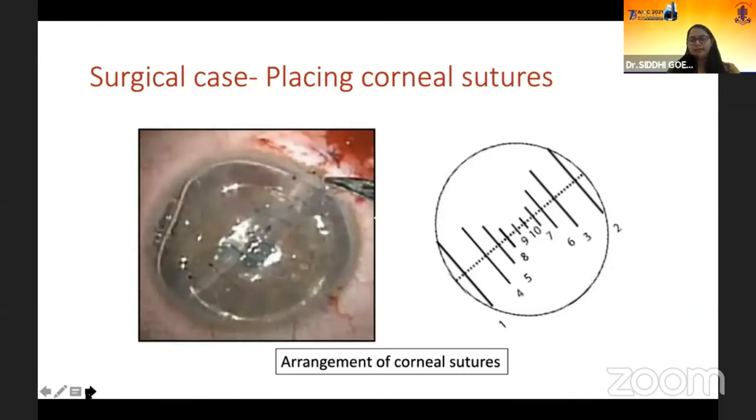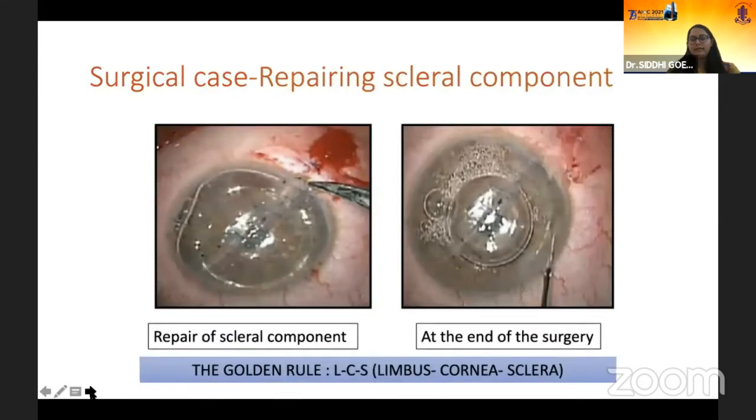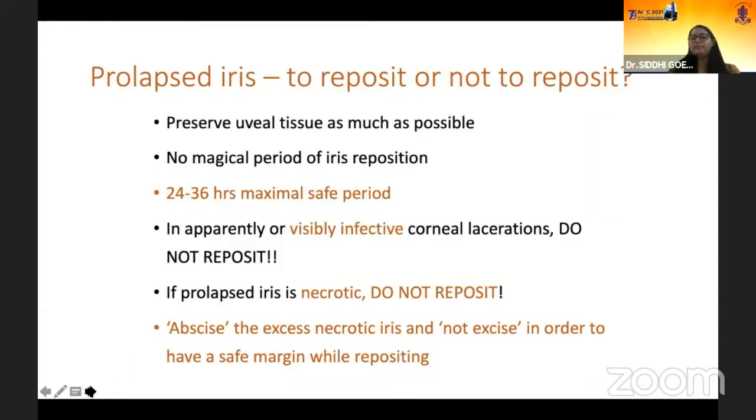Then the cornea is managed second. You can see the Rossi-Hayes technique has been followed here. And then we repair the scleral component, and at the end of the surgery we have an airtight globe. So the golden rule is the LCS, that we first secure the limbus followed by the cornea and then the sclera. Now coming to the management of prolapsed iris, whether to reposit or not to reposit.